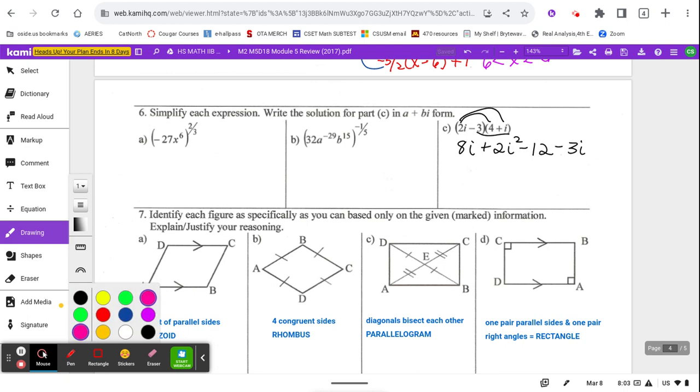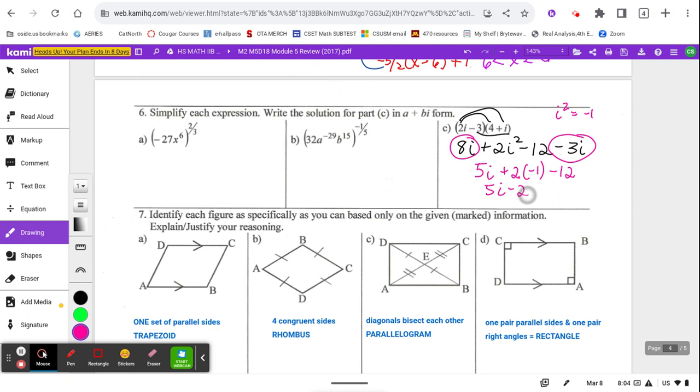Then we're going to combine like terms and we're going to apply the rule of i squared. Do you remember it? i squared is equal to negative 1. And so when I do this first part, 8 minus 3 makes 5i. And then we're going to plug in a negative 1 for i squared. 2 times negative 1 makes negative 2. And so we have 5i minus 14.